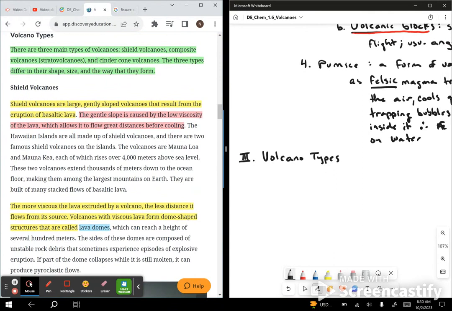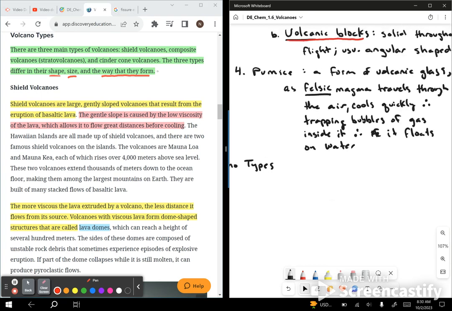How are they different? They differ by their shape, their size, and the way that they form, okay? So over here we'll say volcano types vary, that means they differ, based on shape, size, and how they form.